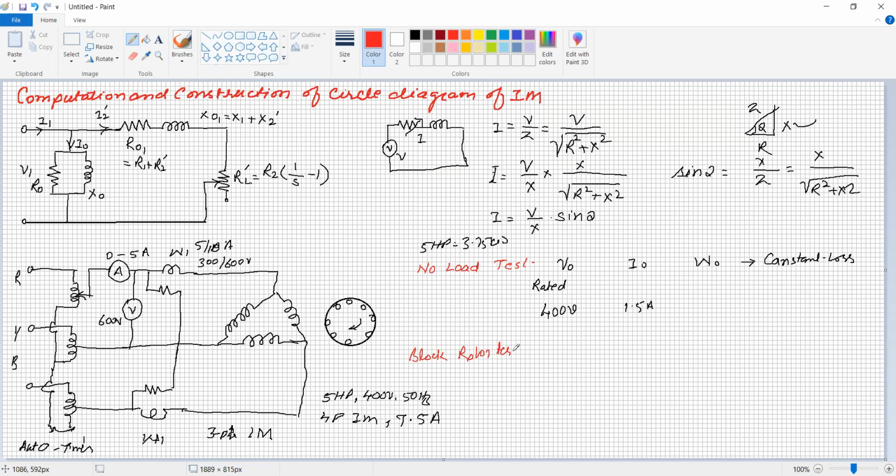In the block rotor test, the rotor is held stationary, by means of some belt and pulley arrangement, or by using hand or something. The rotor is kept stationary, and a very reduced voltage is applied from zero. We will increase the voltage from 0 till it circulates the full load current.